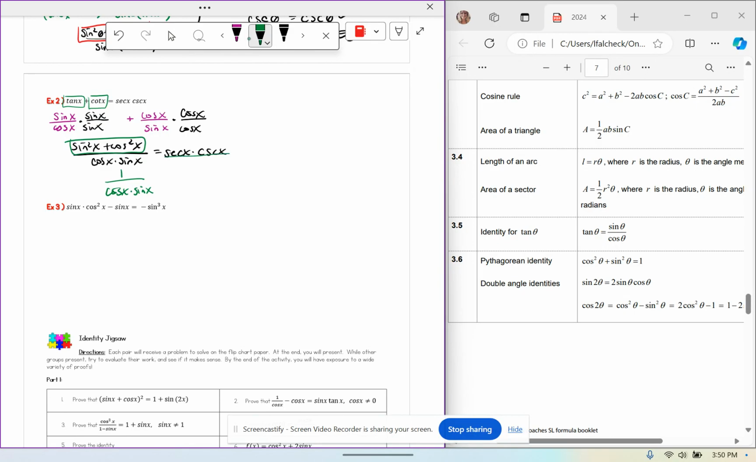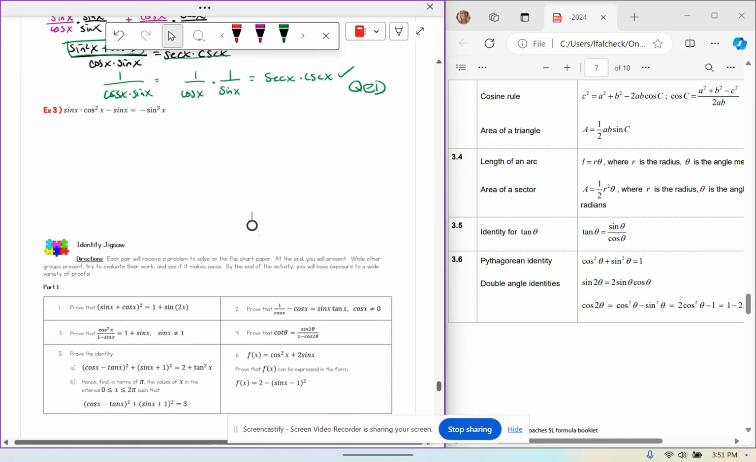I'm trying to make it equal the secant of x times the cosecant of x. Well, I can rewrite this as 1 over the cosine of x times 1 over the sine of x. And those can be rewritten as the secant of x. Too many x's. Times the cosecant of x. And we're done there. And then last but not least, let's do this last one here.